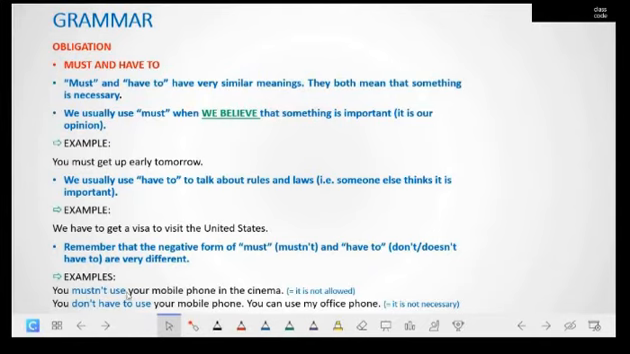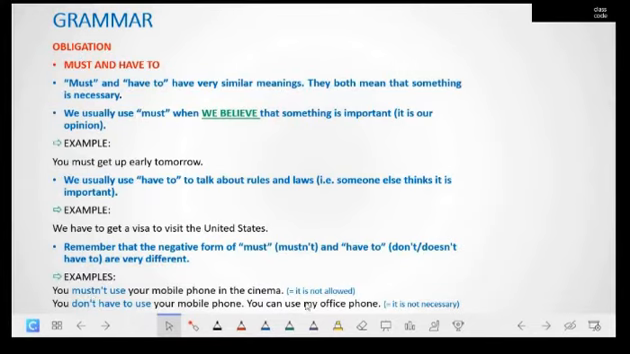Okay, examples. We mustn't use your mobile phone in the cinema. It is not allowed. Two, you don't have to use your mobile phone. You can use my office phone. So it is not necessary. So you have to be careful about the negative form of must and do not have to. They are different, as you can see.